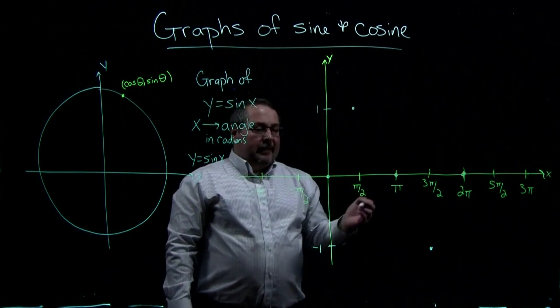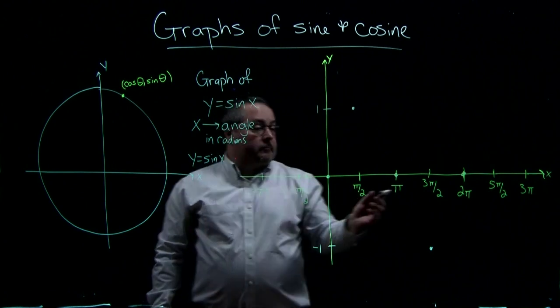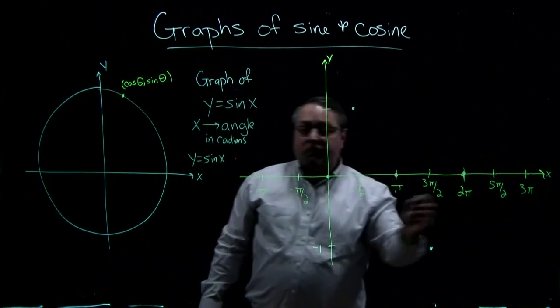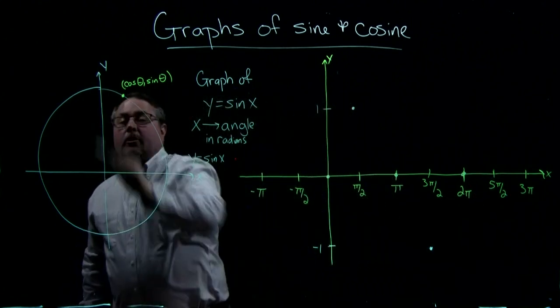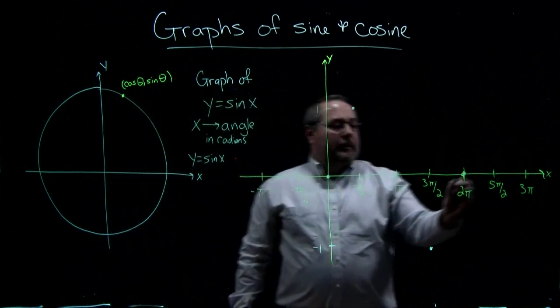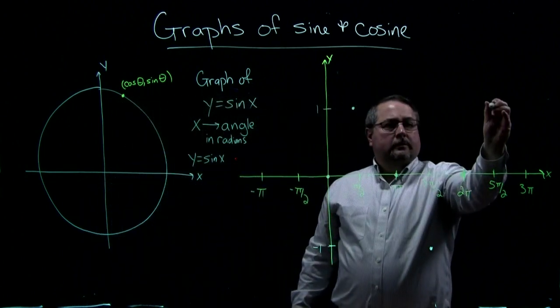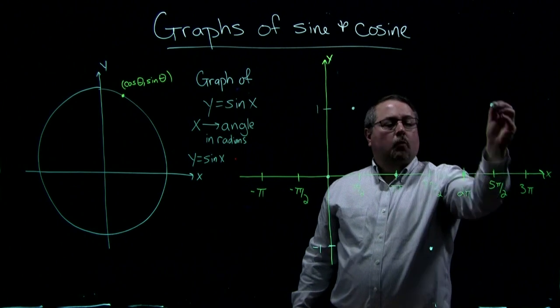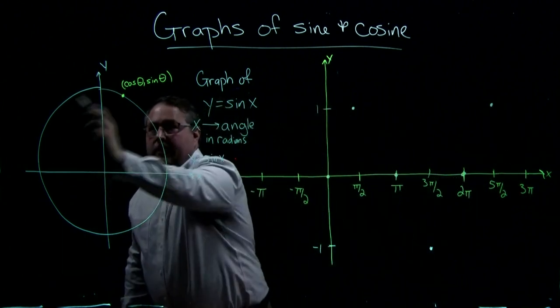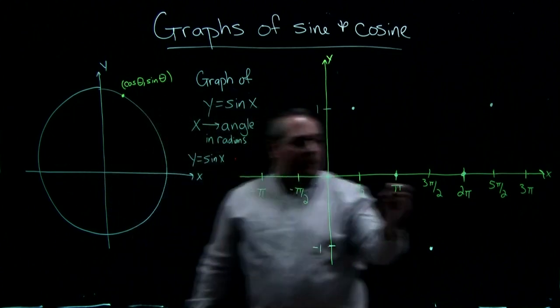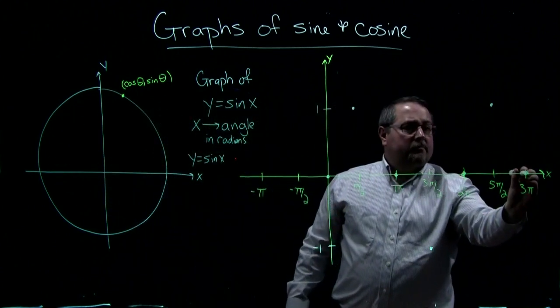And then if we want to get a couple more data points, if our angle is 5 pi over 2, that's going to be 2 pi plus pi over 2, so we're going to be coterminal with pi over 2. Okay, so that's going to give us a sine value of 1. 3 pi is coterminal with pi. So it's going to be 2 pi plus 1 pi. So our sine value will be 0.